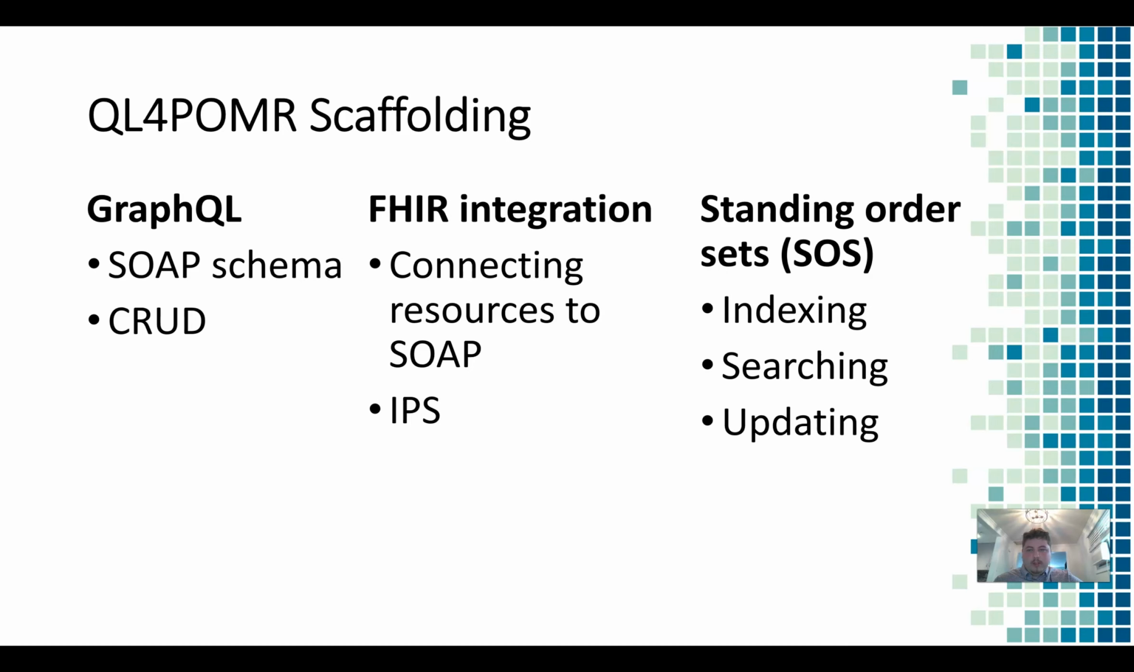The first component of the scaffolding that we built is GraphQL, which is the query language used in the QL4POMR ecosystem. Through this language, we've been able to implement the SOAP schema, containing the 4 categories for subjective, objective, assessment, and plan, which is the main structure of the schema. Through that structure, we're able to connect any other data types to the SOAP schema, which is the flexibility that we are aiming for using the GraphQL query language.